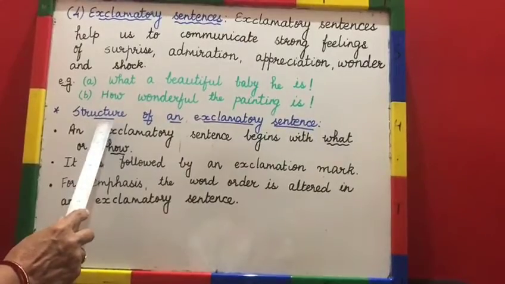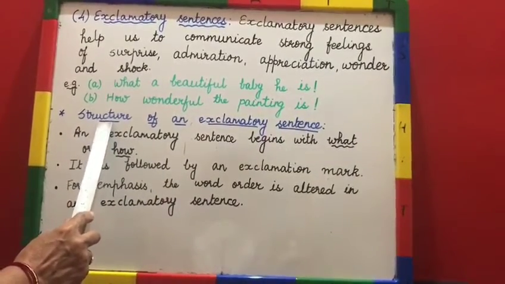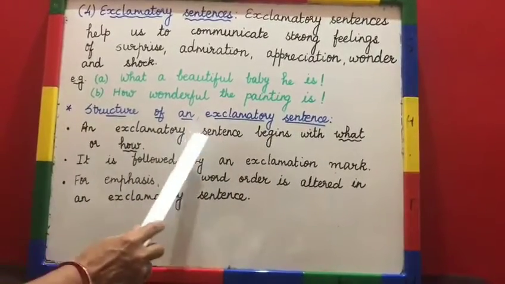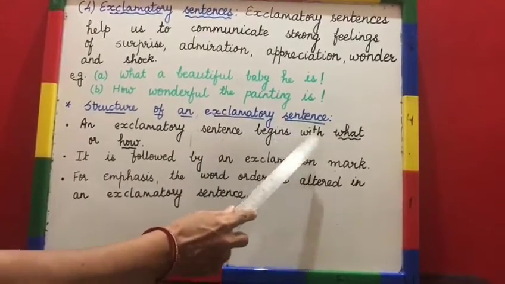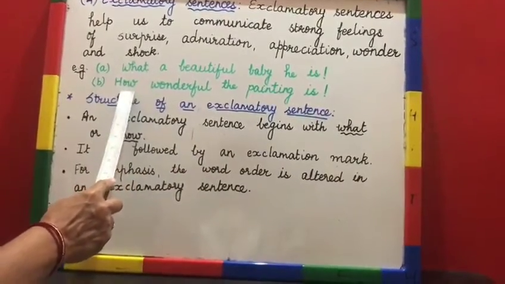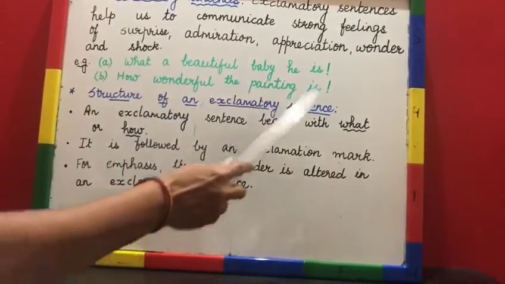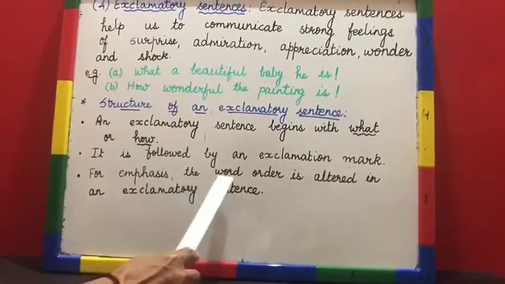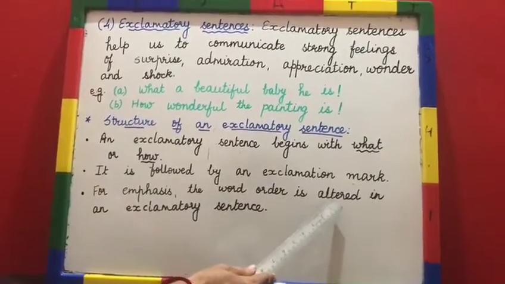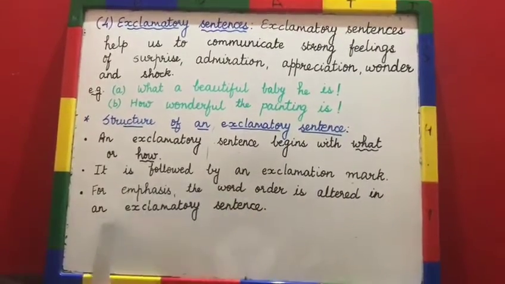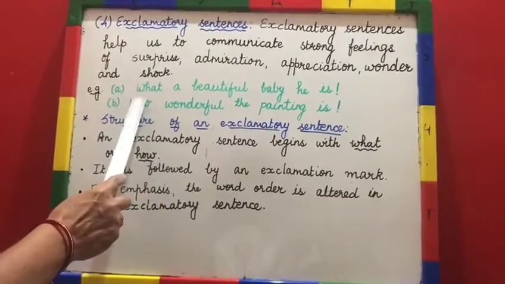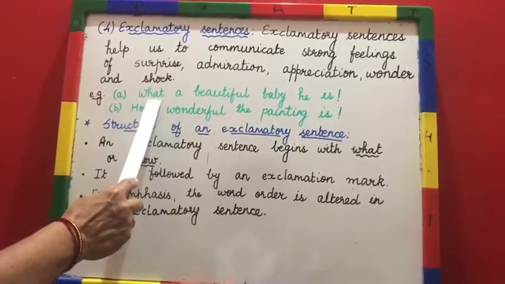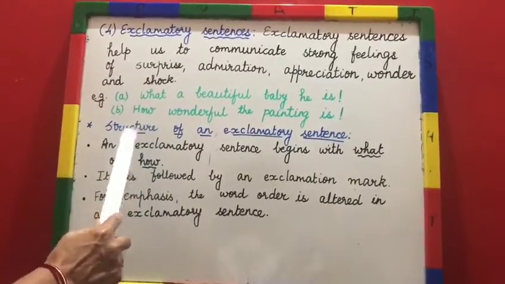Now let us see some important points in the structure of an exclamatory sentence. An exclamatory sentence begins with what or how. It is followed by an exclamation mark. For emphasis, the word order is altered, that is, it is changed in an exclamatory sentence. You can see this in this sentence. And extra words like what or how are added for emphasis.